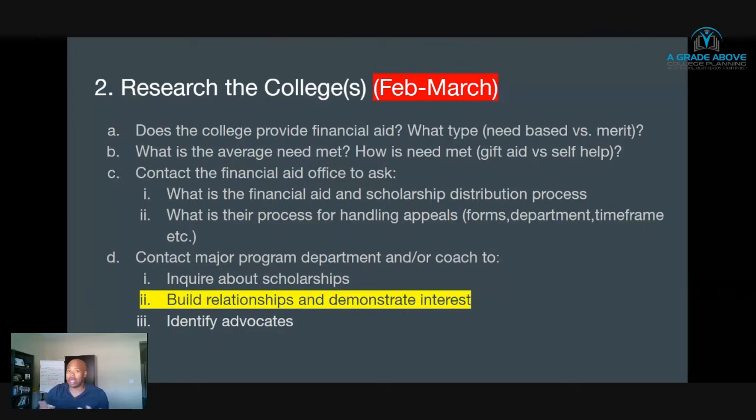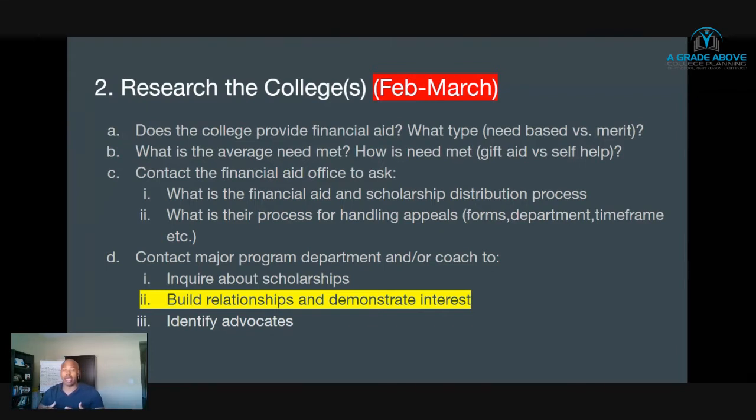Typically, you already know that if you apply to the university. As you know, some universities do not provide merit financial aid. Maybe they only provide need-based financial aid. But you want to know, do they provide financial aid? What type of financial aid? Is it need-based? Is it merit? And then the second thing is, what is the average need met? And how is that need going to be met at this specific university?